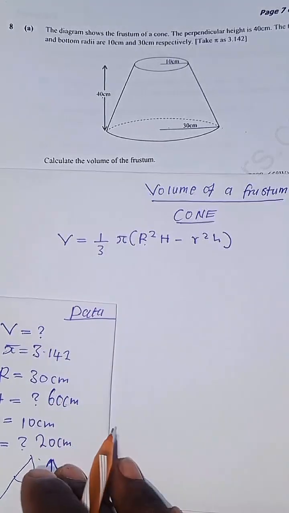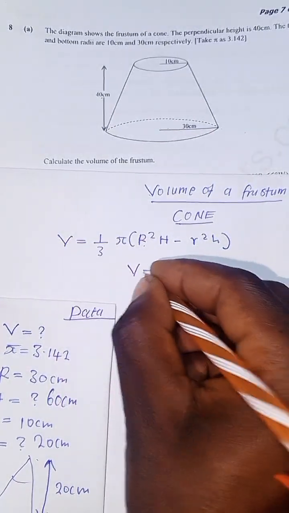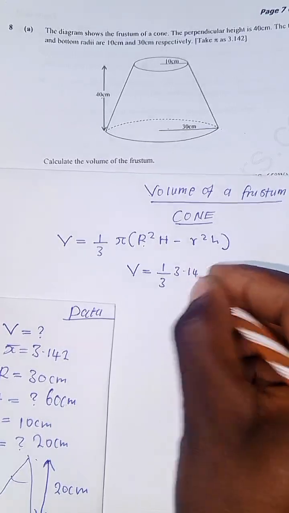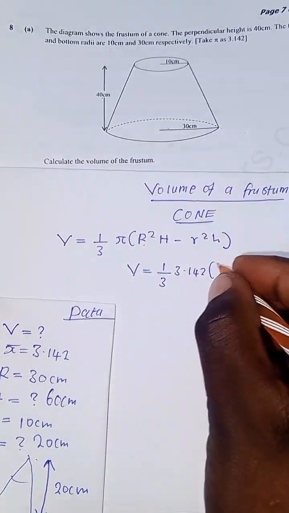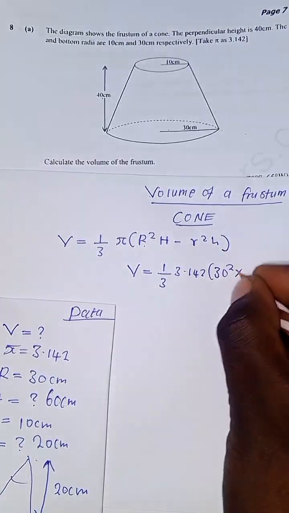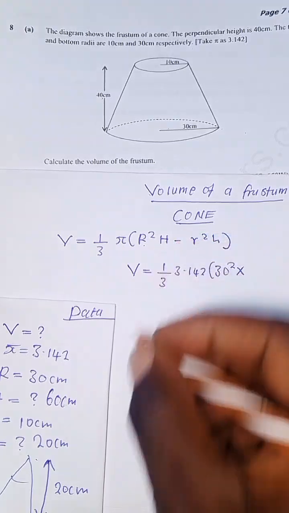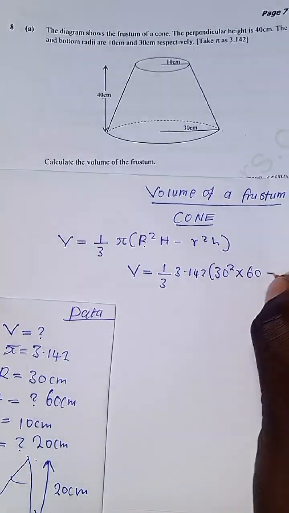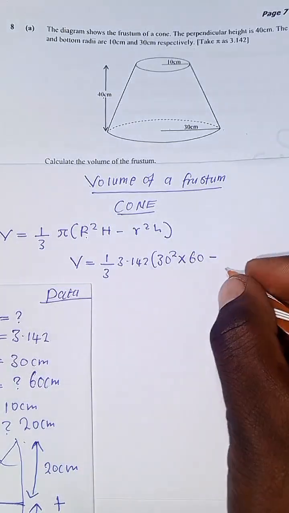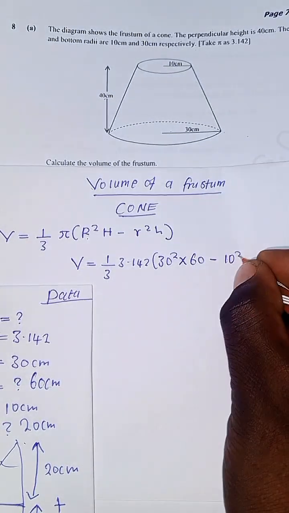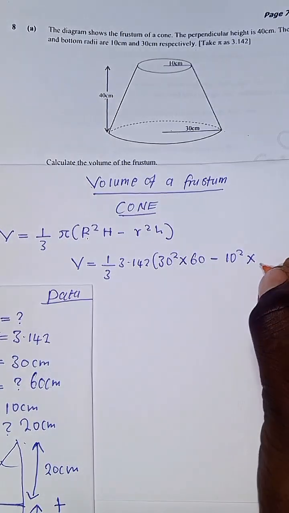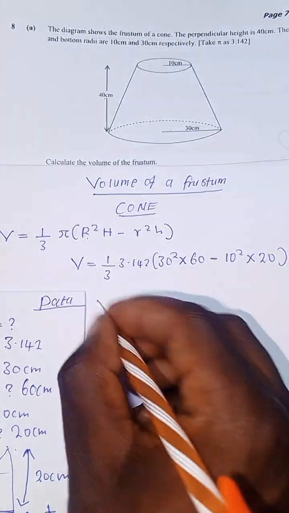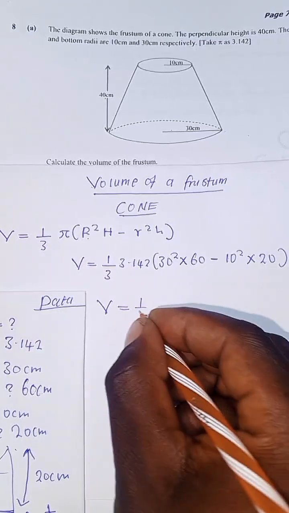So from here we are just going to say volume, that is what we are calculating. We have 1 over 3 pi, we have 3.142. Okay, bigger radius, we have 30 to the power 2 times the height. The height of the frustum is now given as 60. Minus the small radius, we have 10 to the power 2 times the small height, or the height of the part that was cut, we have 20.